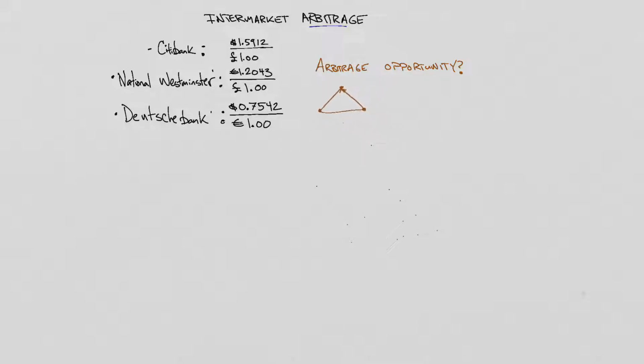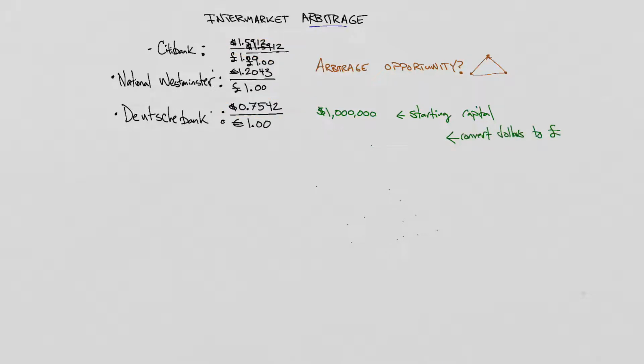So let's start out supposing that we have $1 million to try and capitalize on this opportunity and just test things out. Starting with $1 million, since we have dollars, we can either convert at Deutsche Bank into euros, or we can convert those dollars at Citibank into pounds. So that's our next step. I'm going to go ahead and go with Citibank and see where it takes us.